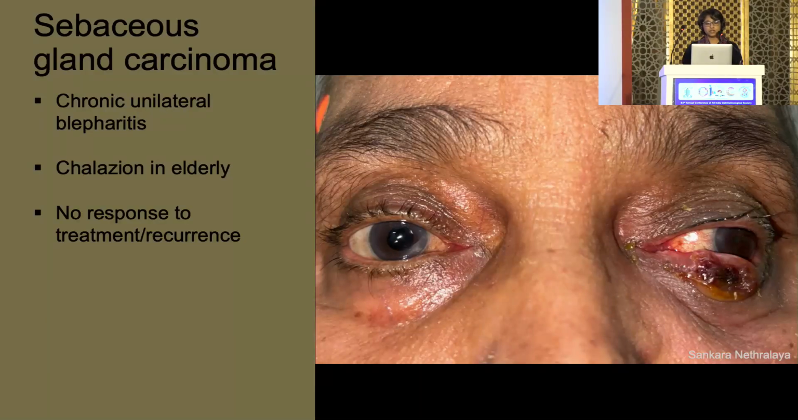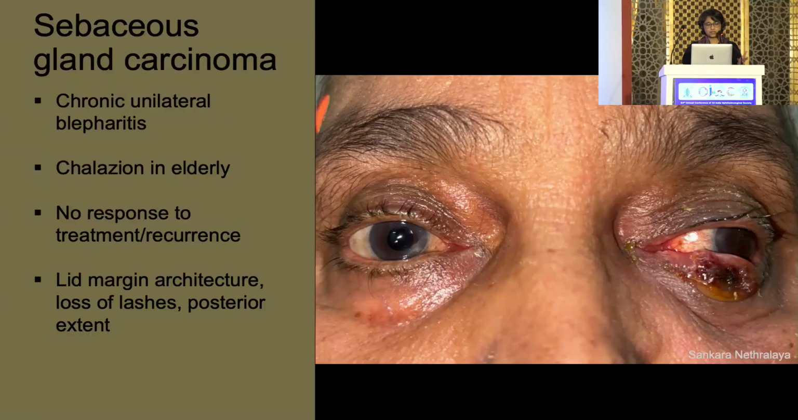extremes of age group, no response to treatment, and apart from that, the features that we showed in the previous pictures, congestion and ropey discharge, which can lead you to do a map biopsy during the time of biopsy itself.